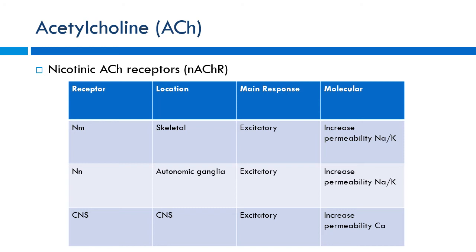But anywho, what you're going to find is there's different receptor subtypes here. So for instance, we have an NM, which is located on the skeletal tissue, and it tends to be excitatory. It's going to do things like increase the permeability of sodium and potassium, okay? However, on the other case, you can have an NN type of receptor. It's found on things like the autonomic ganglia. This is what's going to help your parasympathetic and sympathetic nervous system to work, essentially. And then you can have a CNS type of receptor that's also going to be excitatory.